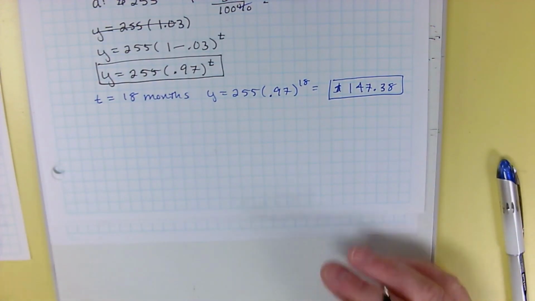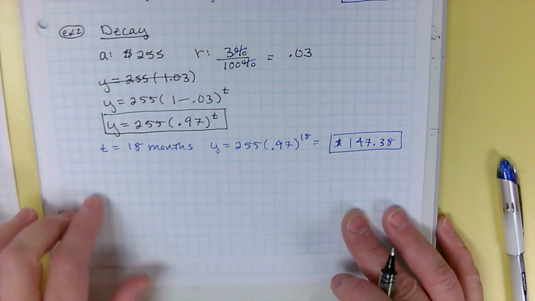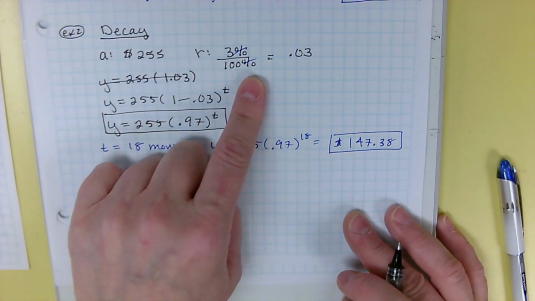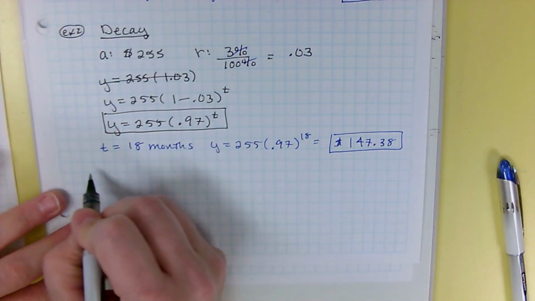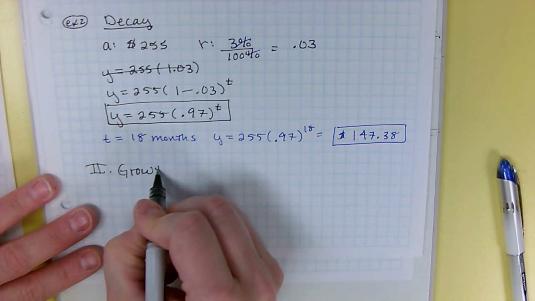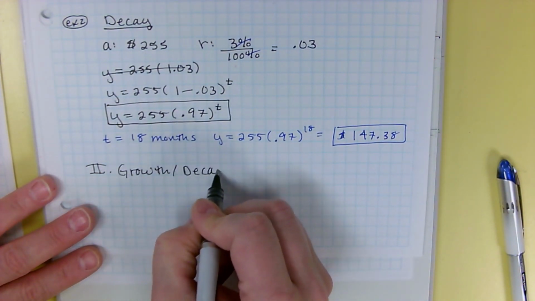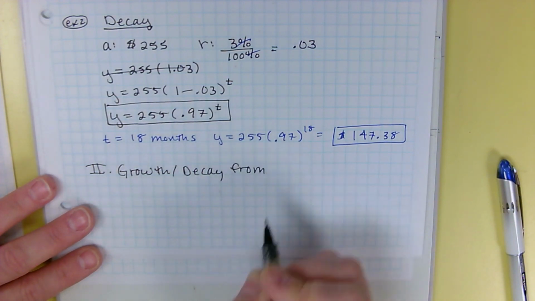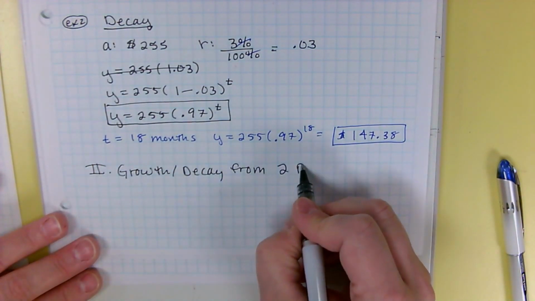Okay, so that's how you write an equation given the initial value and the growth or the decay rate. Okay, Roman numeral 2. Now we're going to find growth or decay from 2 points.